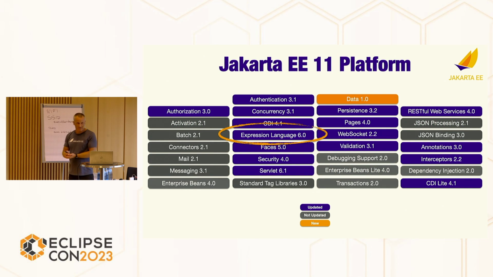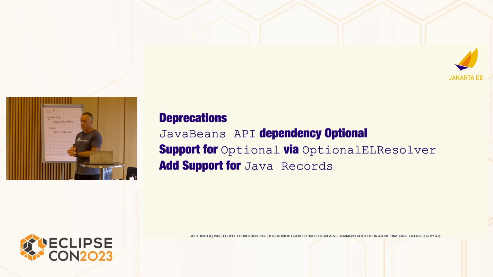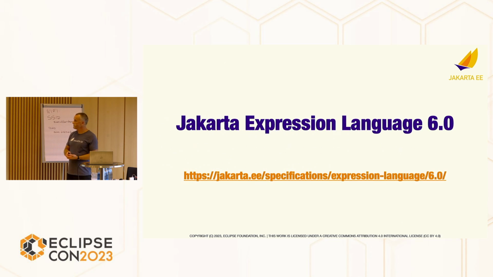So, expression language. There are some deprecations here and there, making some APIs optional. Support for Optional in the EL resolver, and support for records. Records were new in Java 16, but since we're now going from 11 to 21, we can now use records in Jakarta EE. And this is the URL for expression language.